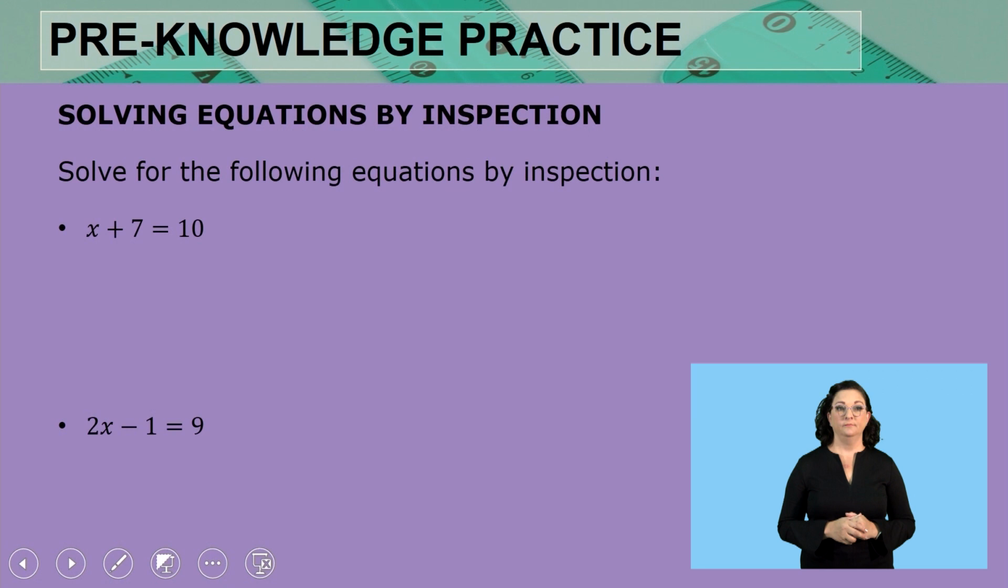Then we are solving equations by inspection. By inspection is simply to look at the equation and then try and figure out what is the x value that must be there. So let's look at the first bullet there.